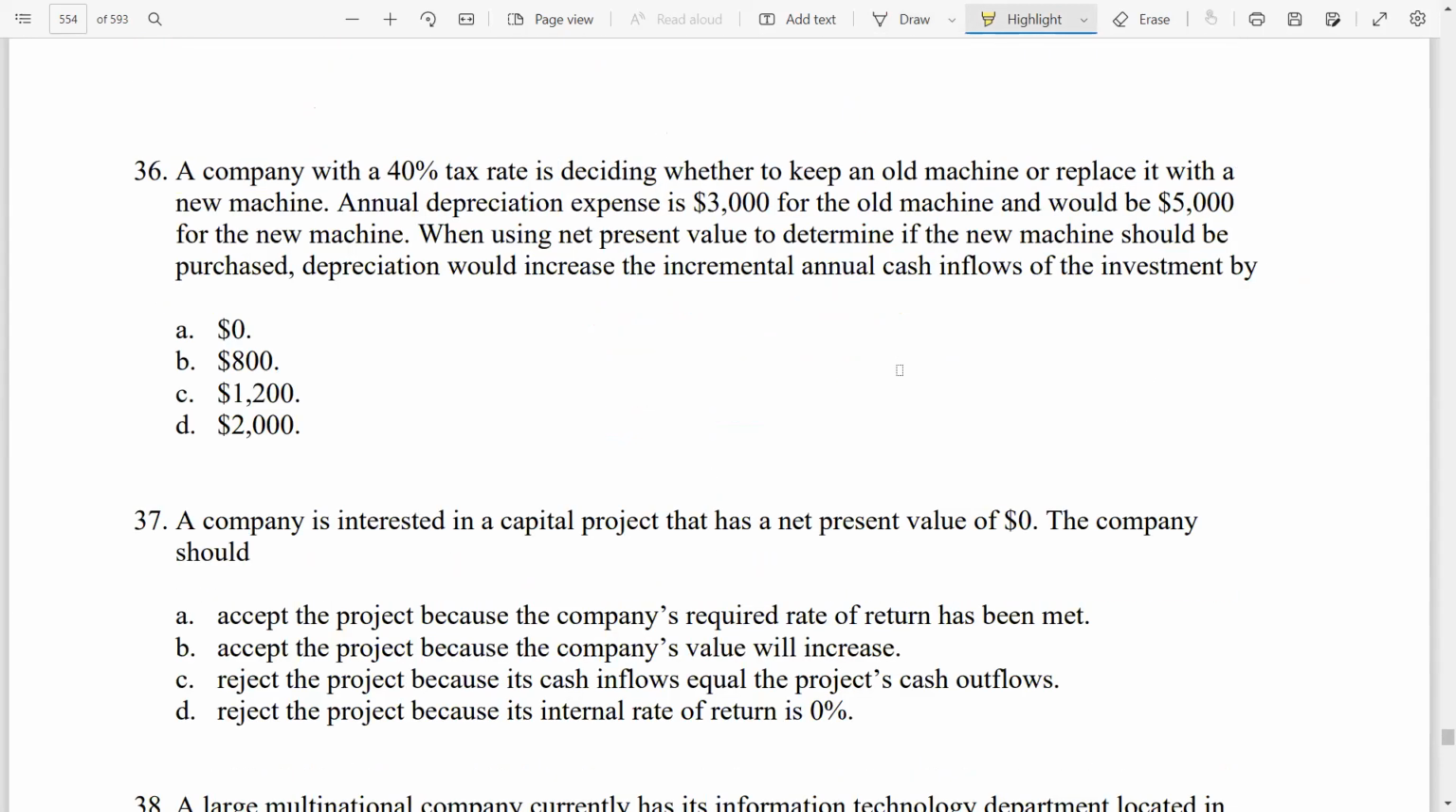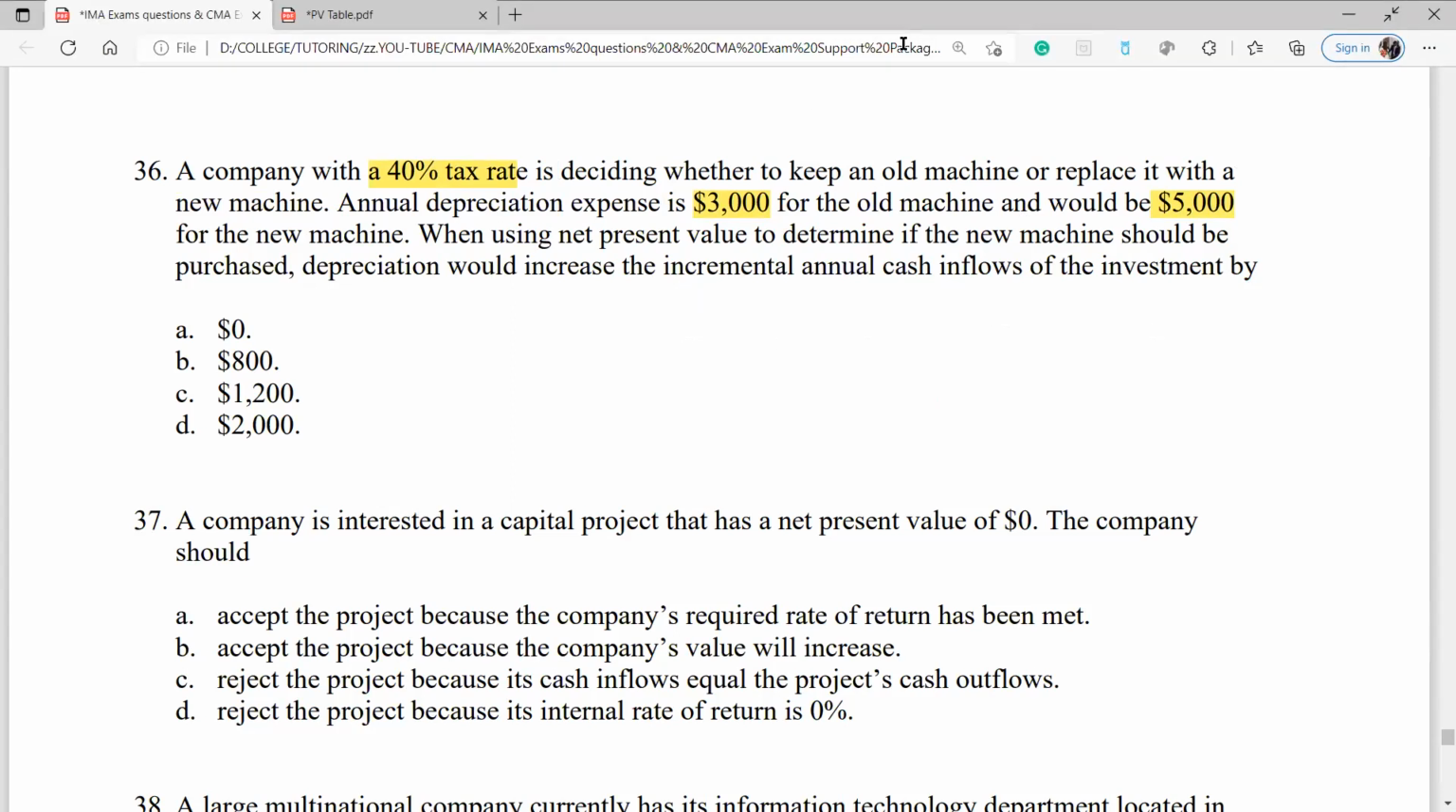Question number 36. A company with a 40% tax rate is deciding whether to keep an old machine or replace it with a new machine. Annual depreciation expense is 3,000 for the old machine and will be 5,000 for the new machine. When using net present value to determine if the new machine should be purchased, depreciation would increase the incremental annual cash inflow of the investments by.